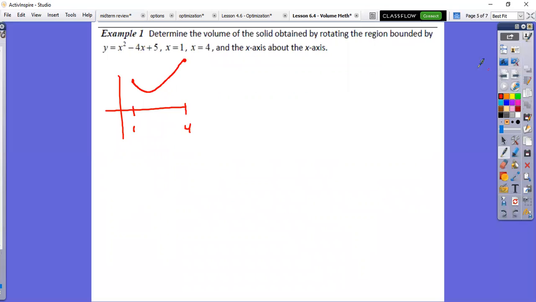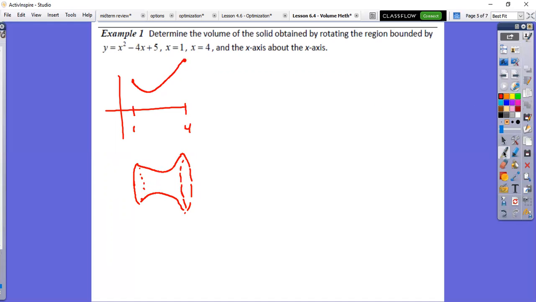All right, so if this is bounded from 1 to 4, what I'm going to do is take this and rotate it around the x-axis, and I'm going to create a solid that looks something like, I'm going to try and draw this to the best of my ability, a solid that looks something like this that we just saw on the previous page. So it's going to look something like this over here on the back part. There's another little rounded part right there. So this solid is going to look something like this.